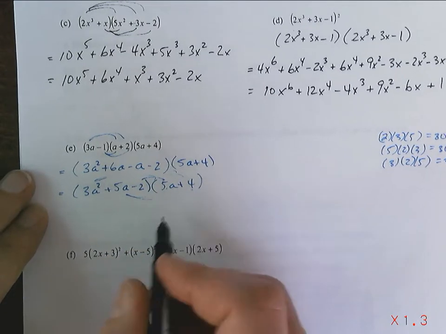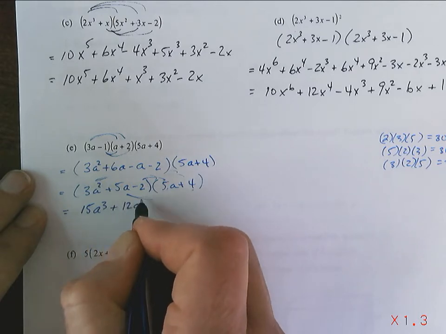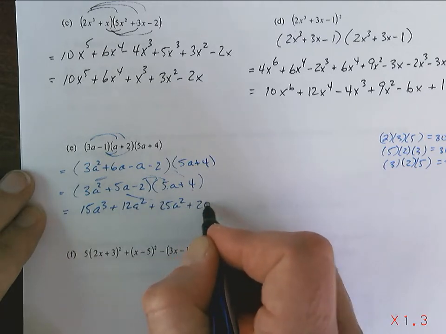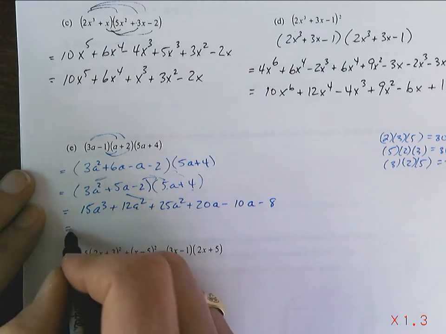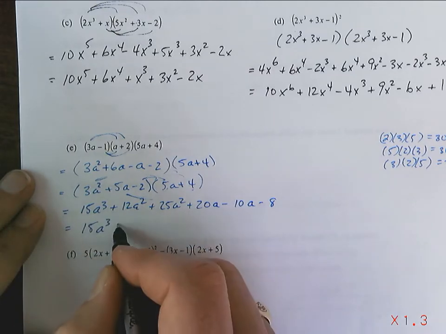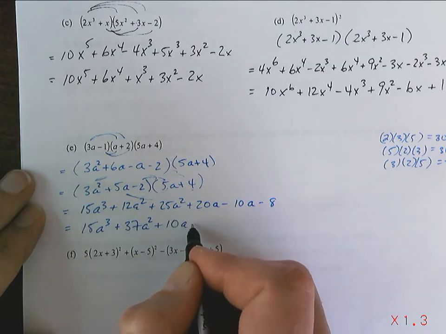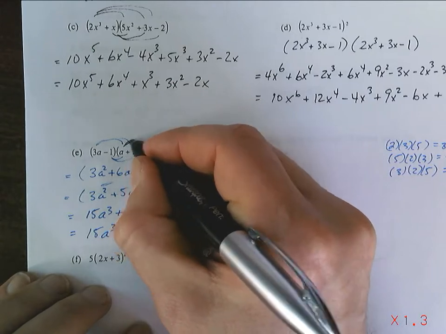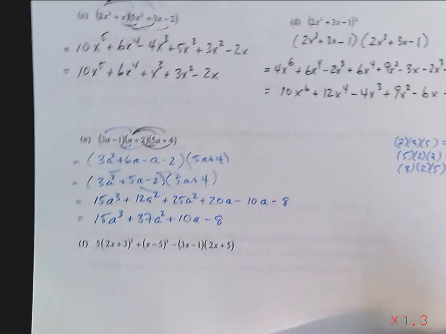into this binomial. So now it's going to be 15a cubed plus 12a squared plus 25a squared plus 20a minus 10a minus 8. Collecting like terms, 15a cubed plus 37a squared plus 10a minus 8. What you should do for practice is maybe change this up now. For practice, do the same question, but multiply these two together first, and then put that one in, and see if you get the same answer.